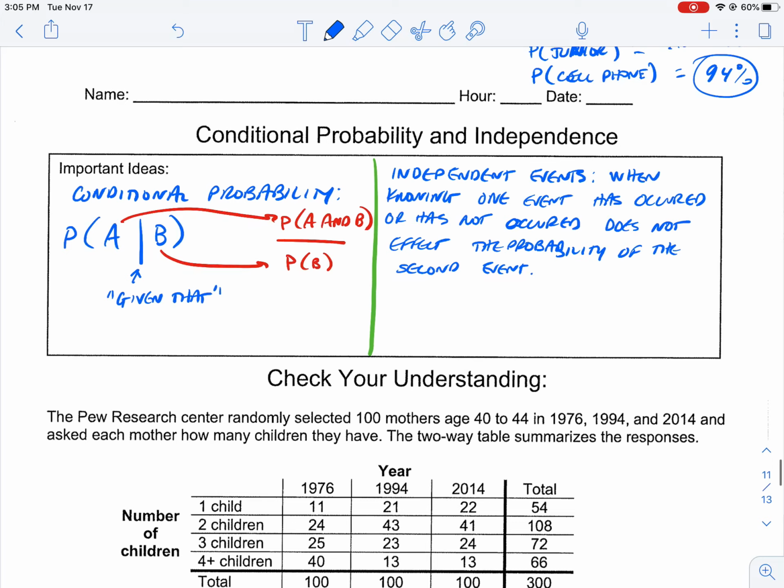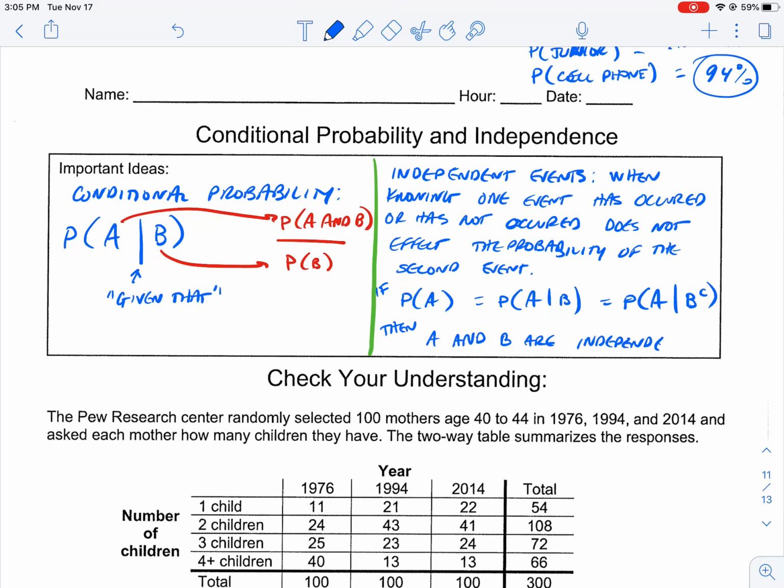How does that manifest itself in the mathematics? Well, it would mean that the probability of A is equal to the probability of A given that B is equal to the probability of A given that B complement. So whether or not you are a junior, the probability of being a cell phone owner and the probability that you own a cell phone given that you're a junior, those things are equal. And if this is true, then A and B are independent.